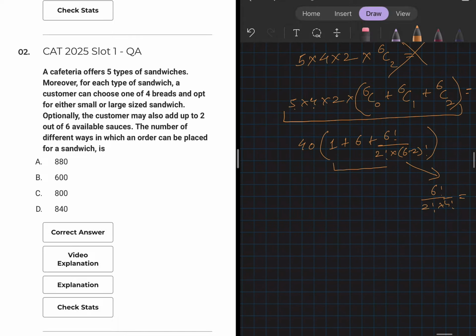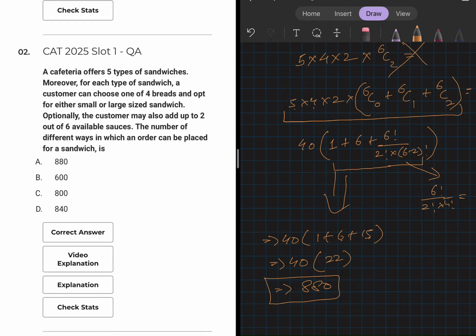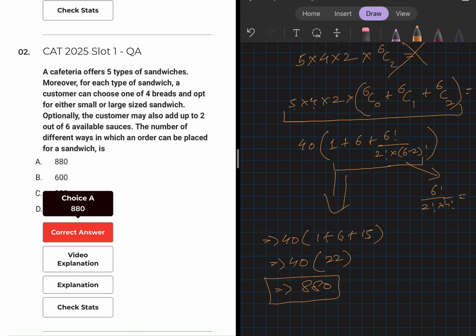So now coming back to this, 40 into 1 plus 6 plus 15. This equals 15 plus 6, 21 plus 1, 22. So 22 into 40 is 880. So the number of ways is actually 880. So the answer is A. Let's check it. Yes, that's A.